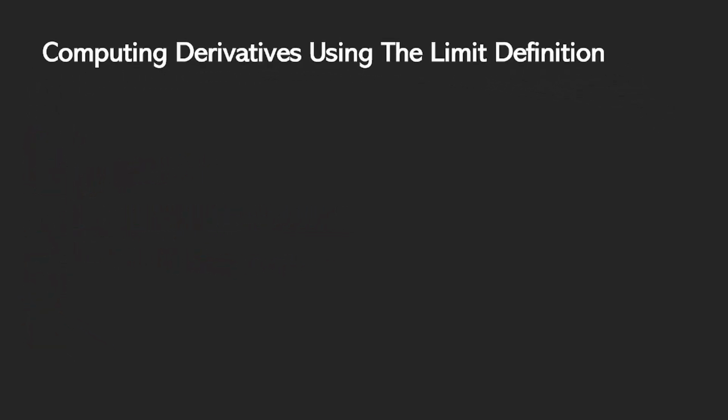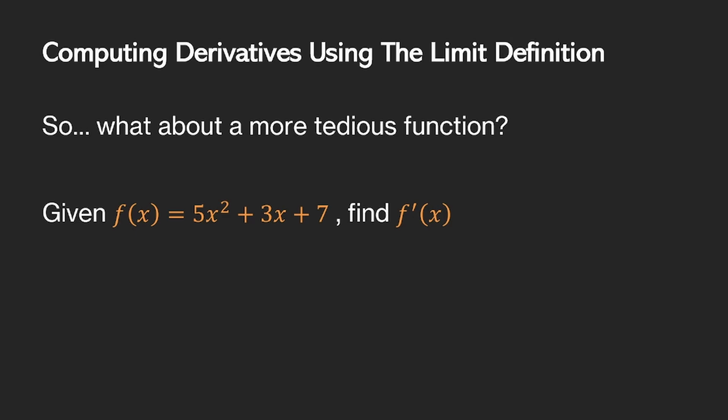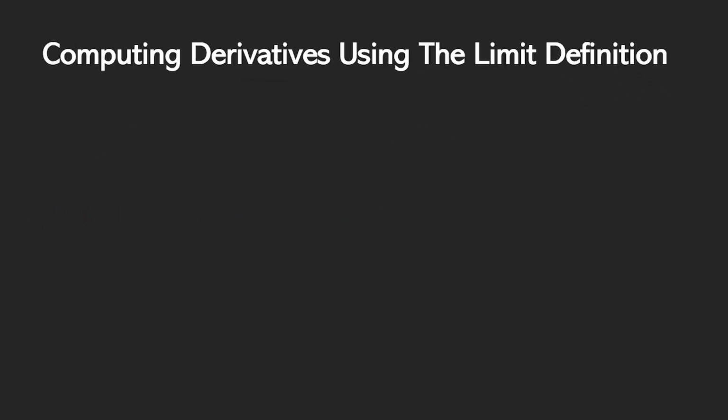So what if we wanted to find the slope of a more tedious function? Given the function f of x equals 5x squared plus 3x plus 7, how can we find f prime of x? Are we seriously going to take the limit of this, expand, cancel like terms? That seems very tedious for no reason, and nobody trying to solve this derivative is going to do it that way. So if not, then how do we do it?